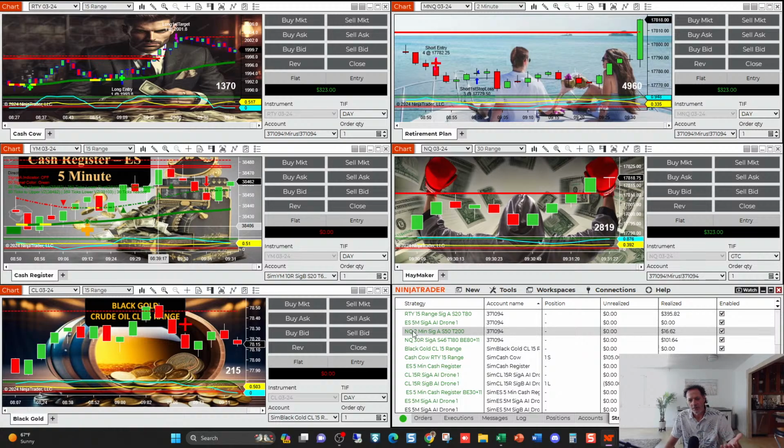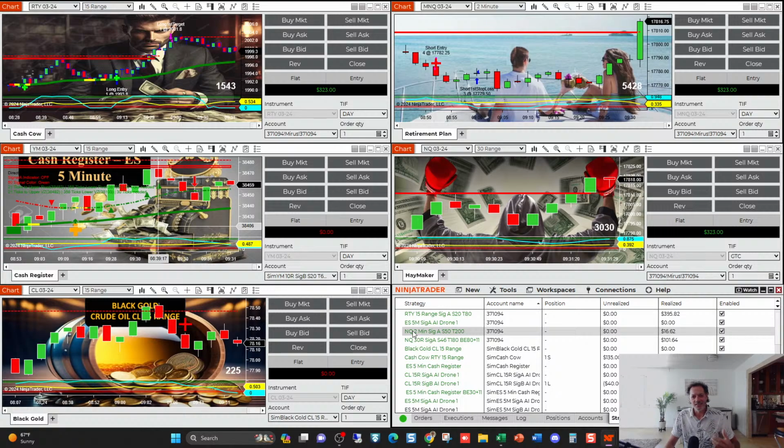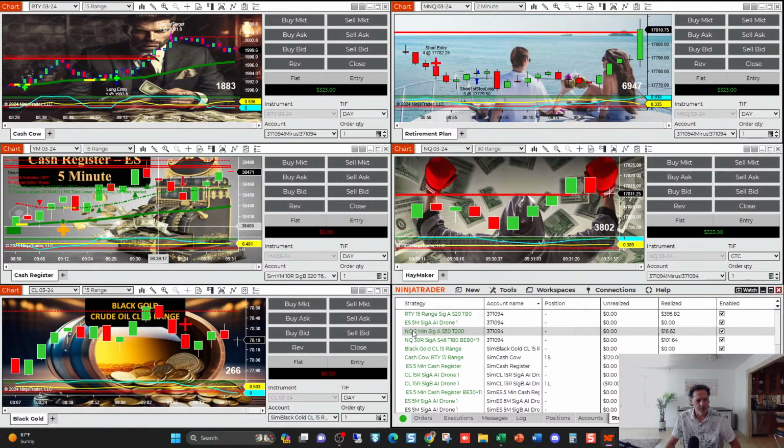The MNQ and the NQ are the exact same settings. The only things that we change are the instrument, the MNQ instead of the NQ, and then the profit and loss for the daily limit. So those are really the only two things that change inside the settings.